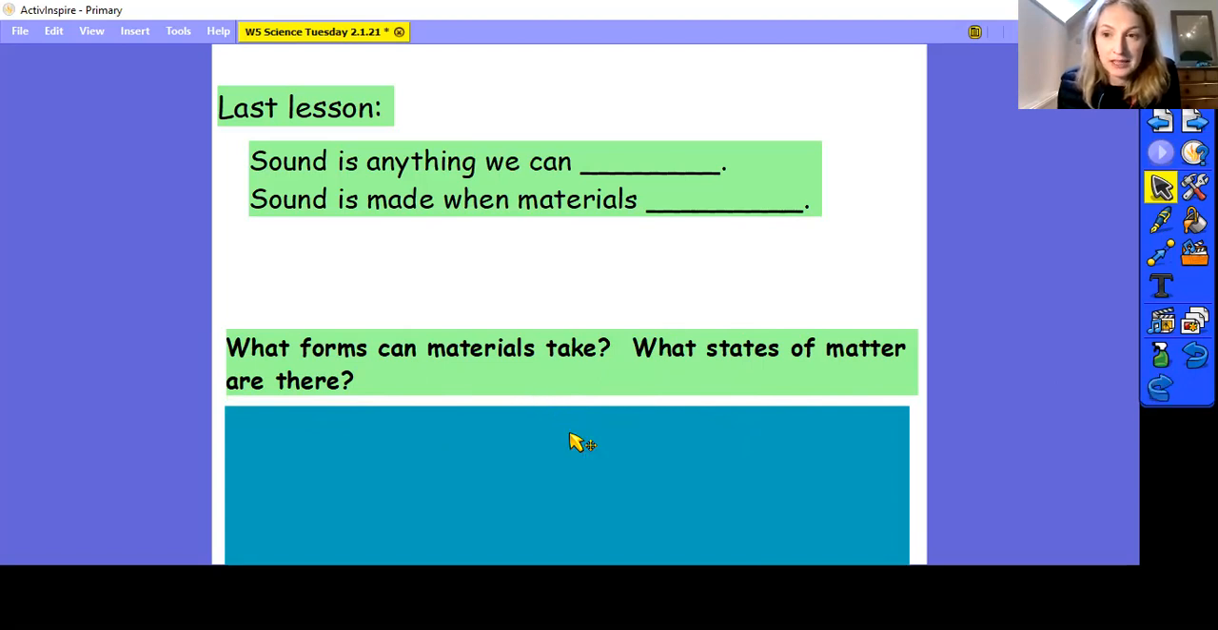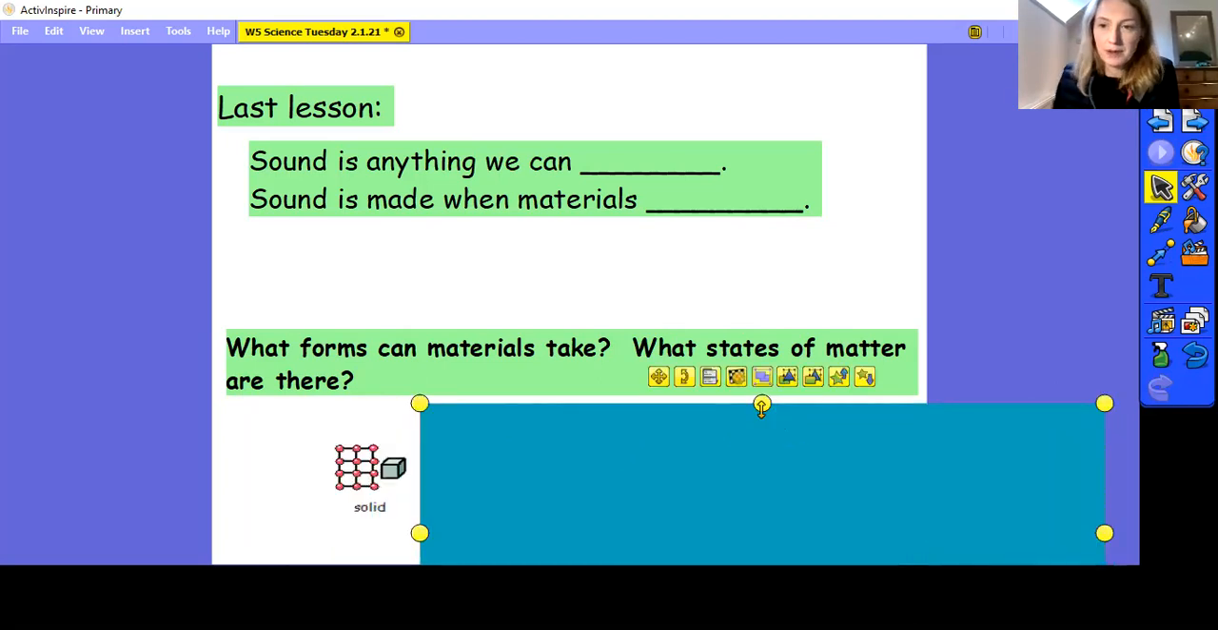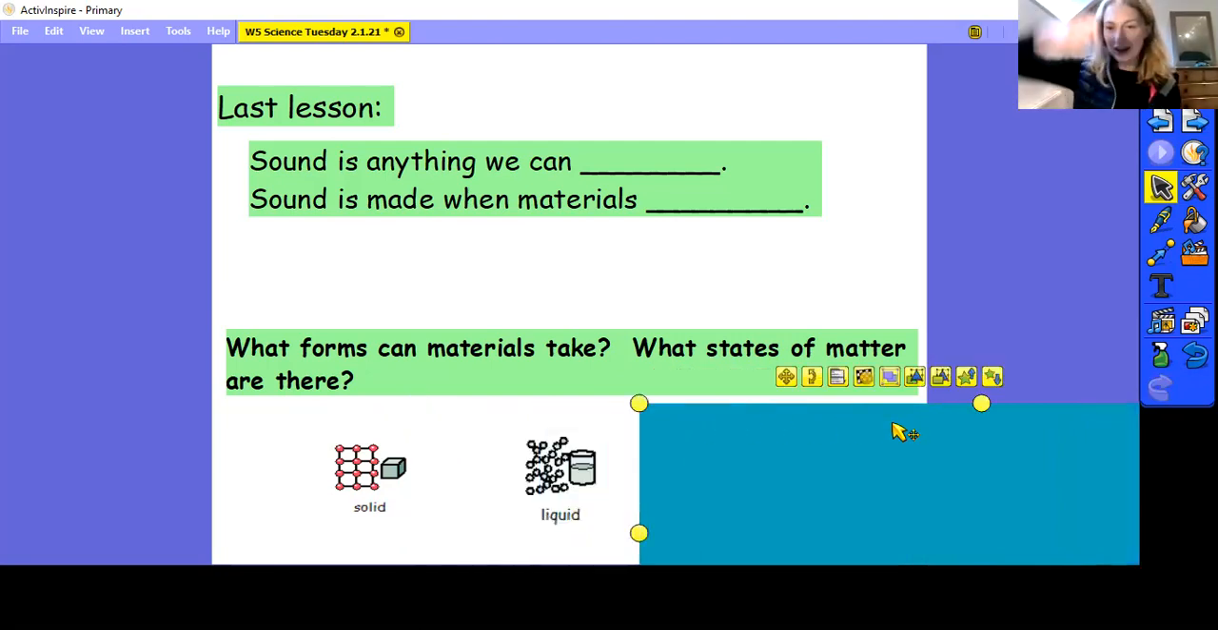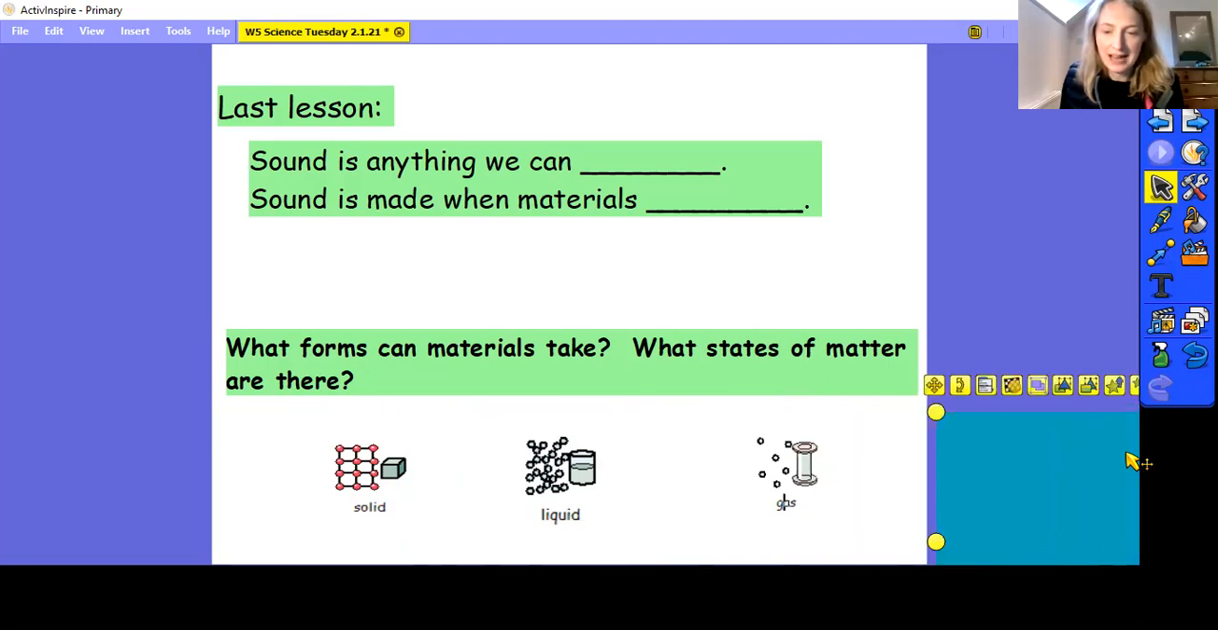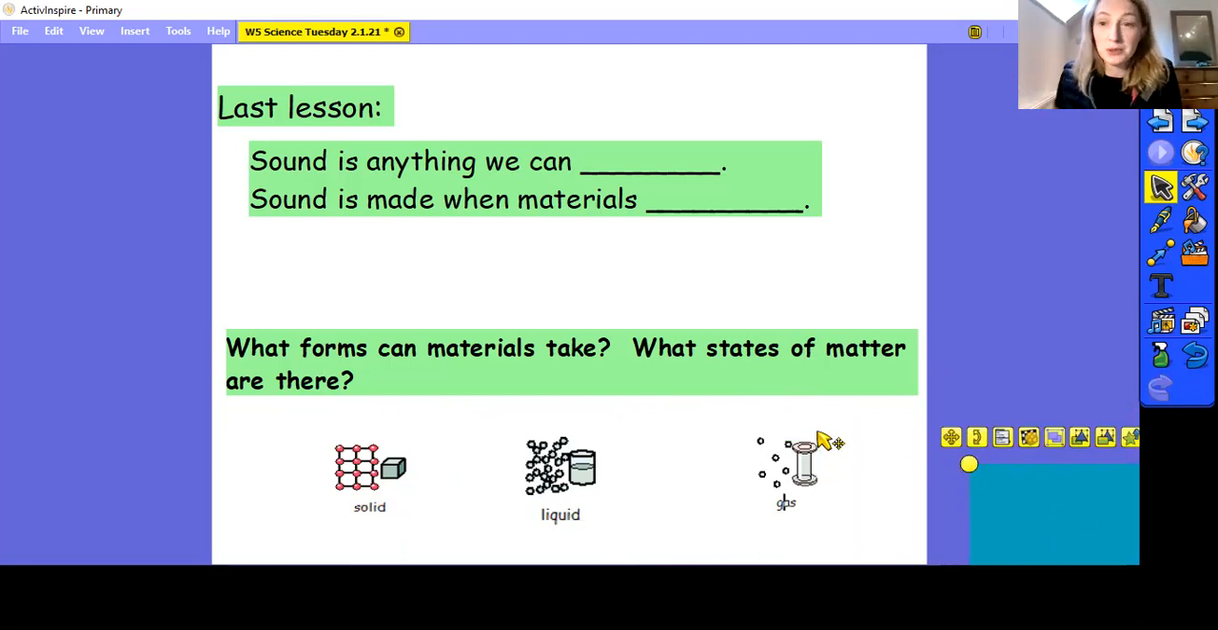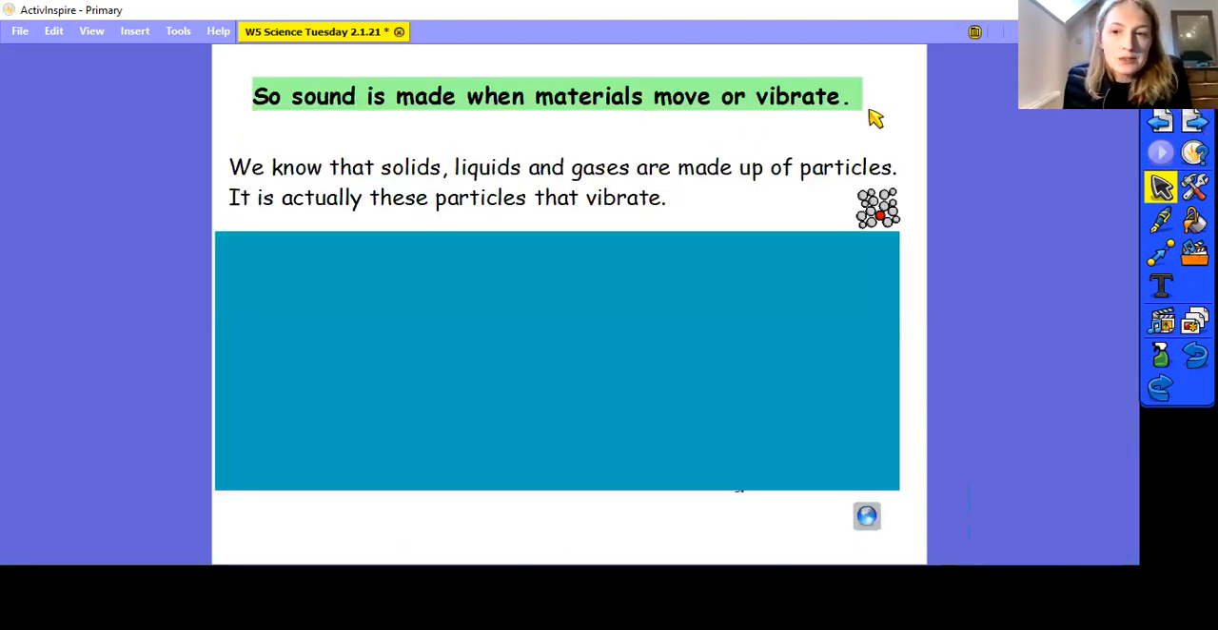Okay, so hopefully you remember these. And I know that in my class we had some hand signals for these things. So we had solid, and we had liquids, and we had pouring for liquids, and we had gas, which was sort of like particles floating in the air. I think Miss Whitehouse's class had slightly different gestures for that, but perhaps you can remember what your classes were. So materials, these things that are vibrating when we're hearing sound, can take different sorts of forms. And we know that sound is made when materials move or vibrate.